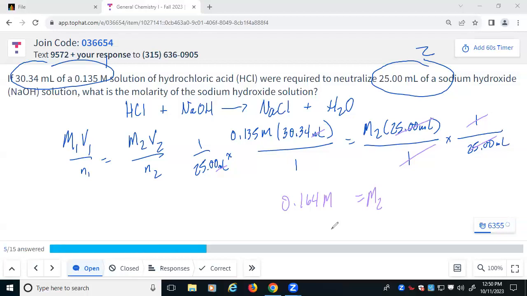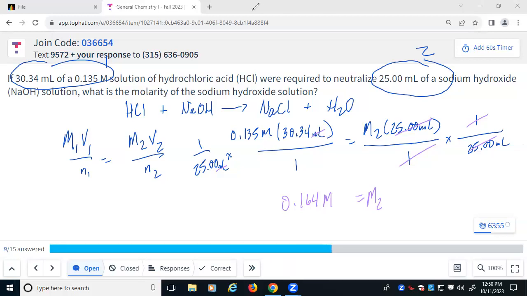So there are two ways to do this one, just depending upon what you set up as your ones versus your twos. I chose hydrochloric acid as my ones. And so if you do that, you'll set it up with M2 being what you're solving for, since that's what you don't know. And then algebraically, all you have to do is divide each side by 25. And that would give you the answer here, which should be 0.164 molar.